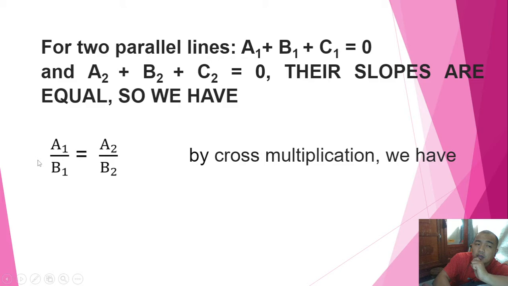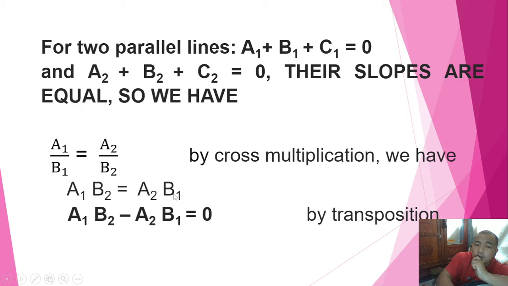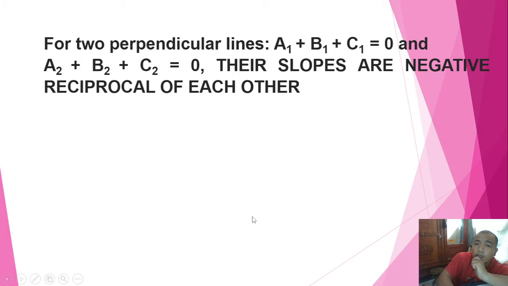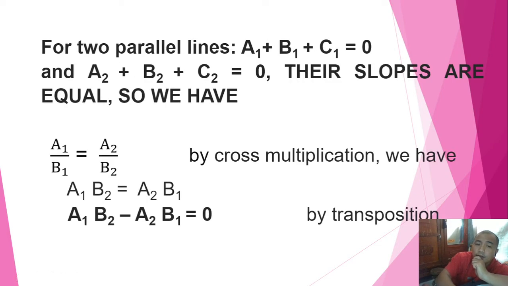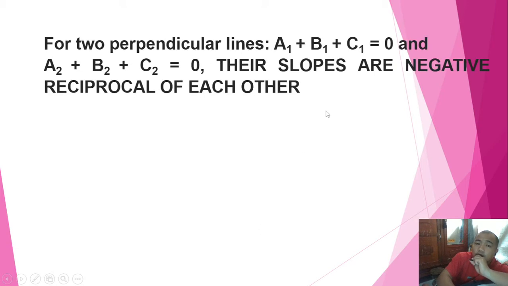We cancel now the two negatives. They are now both positive. So by cross multiplication, we have a sub 1 b sub 2 equals a sub 2 times b sub 1. And then if we transpose a sub 2 b sub 1, we have a sub 1 b sub 2 minus a sub 2 b sub 1 equals 0. This is now our formula when we are trying to determine if two lines are parallel or not. All we have to do is memorize a sub 1 b sub 2 minus a sub 2 b sub 1 equals 0. Now, to determine if two lines are perpendicular or not, let us derive the formula.